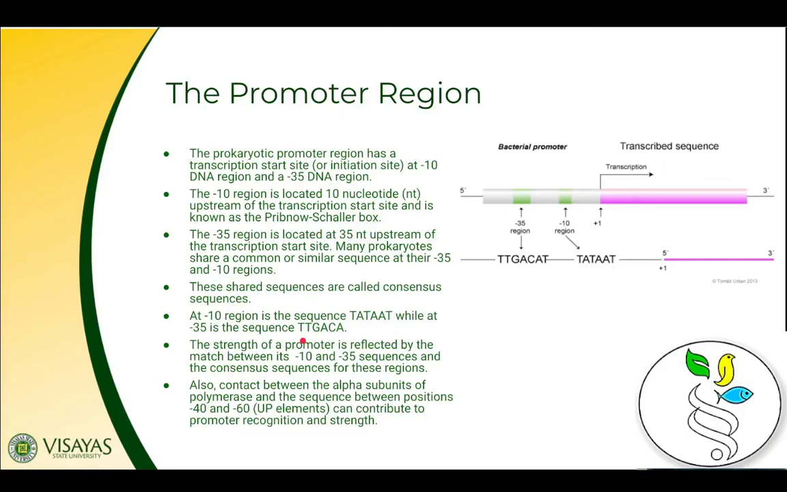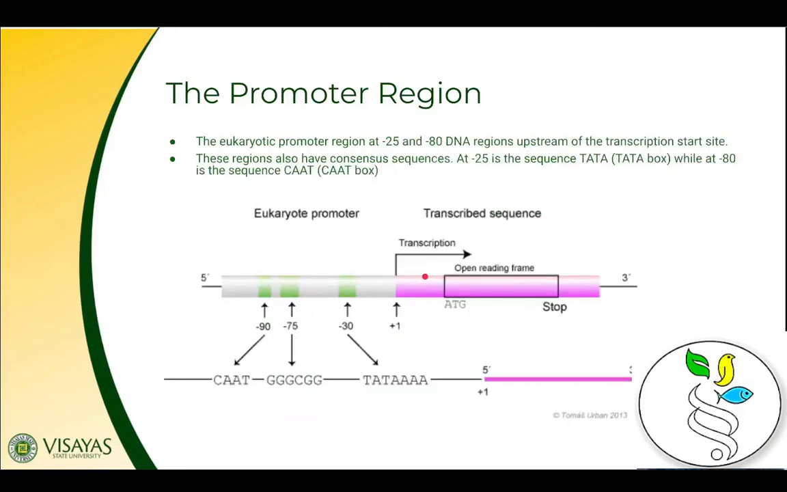T-A-T-A-A-T, TATAAT, at -10. And at the sequence -35 is TTGACA. Okay, so you should remember that. The strength of a promoter is reflected by the match between its -10 and -35 sequences and the consensus sequences. For these regions also, contact between the alpha subunits of the polymerase and the sequence between positions -40 and -60 upstream can contribute to the promoter recognition and the strength. Okay? So this is for the prokaryotic promoter region.